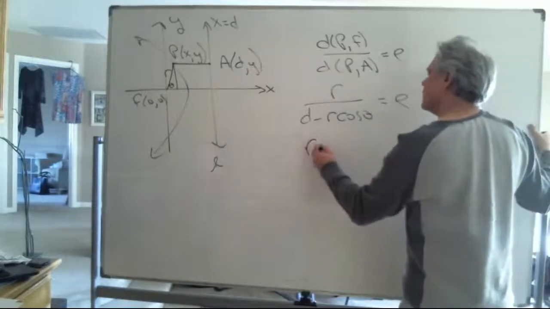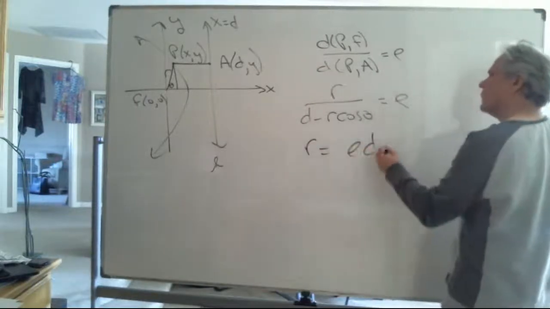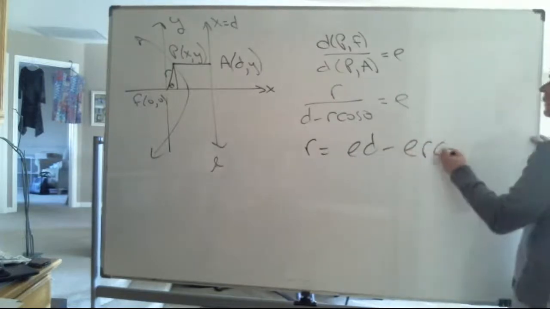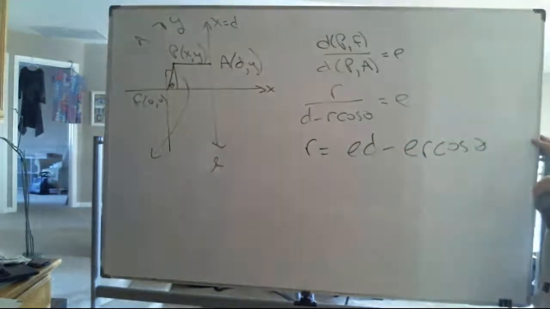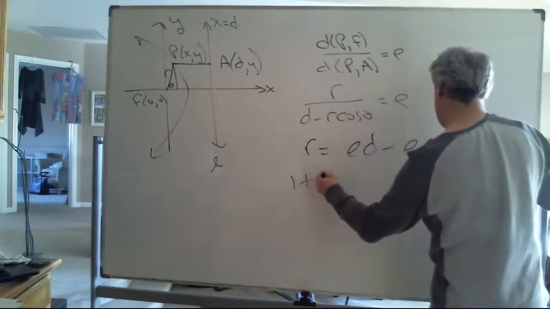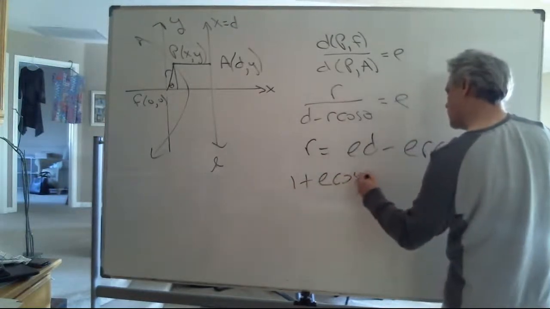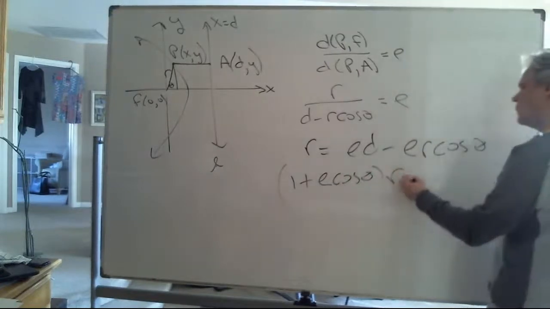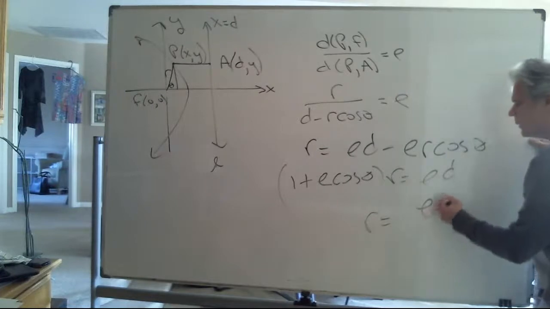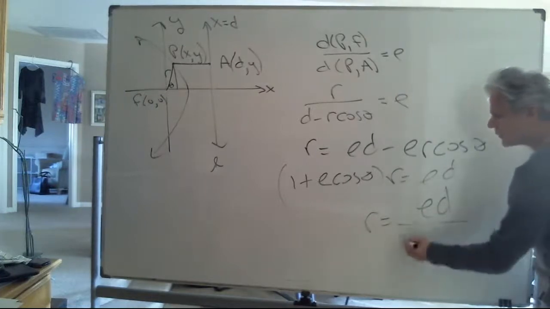Getting rid of fractions. Bringing all the r's to one side. Isolating r. Here is one of my 4 standard forms.